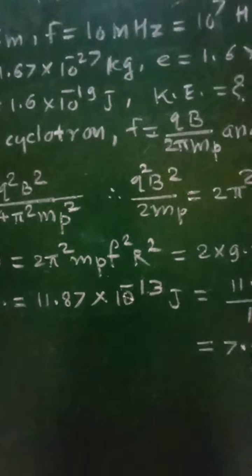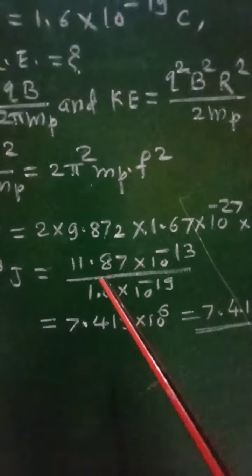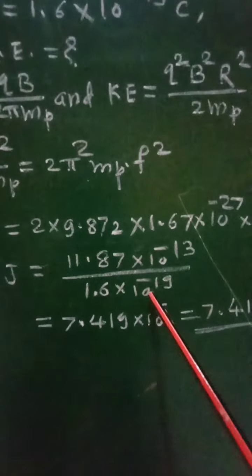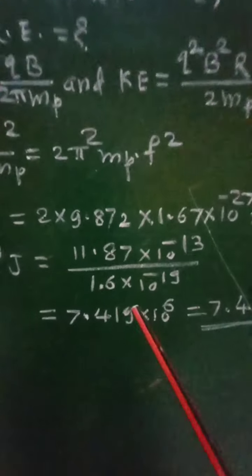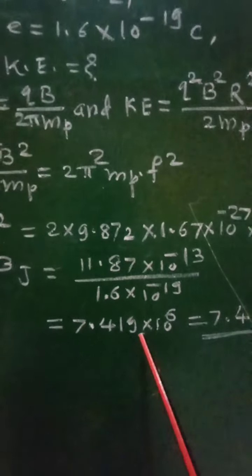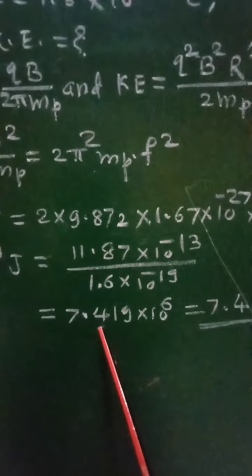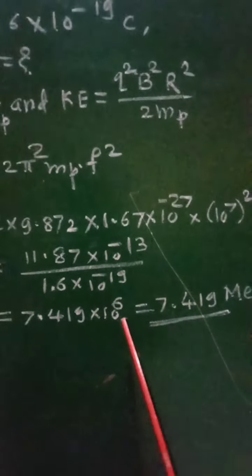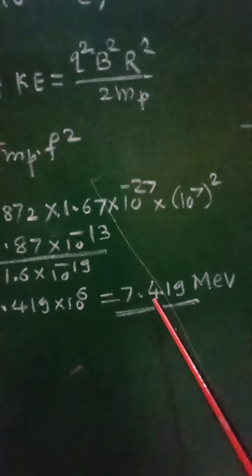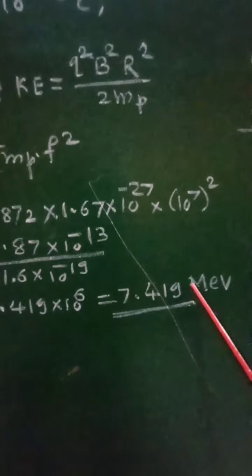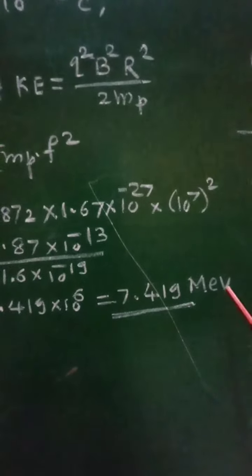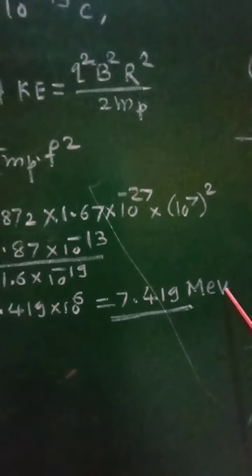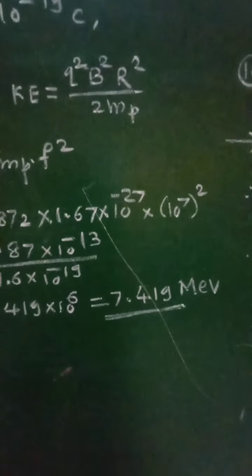Now it will be converted into electron volt as 11.87 into 10 raised to minus 13 divided by 1.6 into 10 raised to minus 19, which comes out to be 7.419 into 10 raised to 6 electron volt, which will be equal to 7.419 mega electron volt, that is 7.419 MeV.